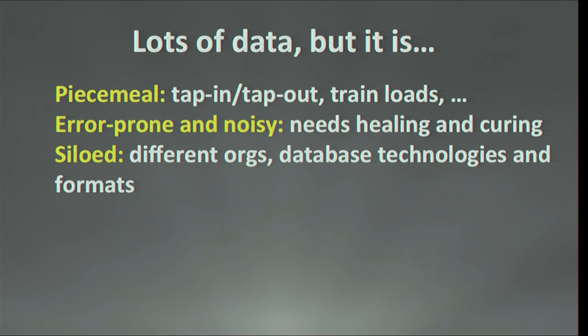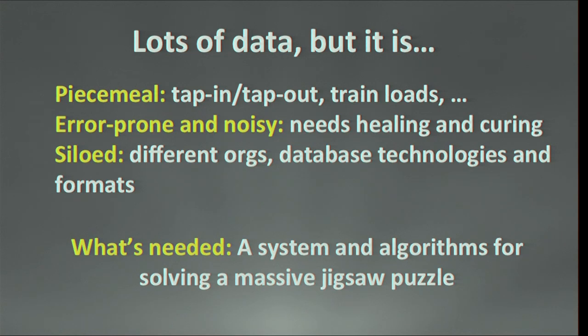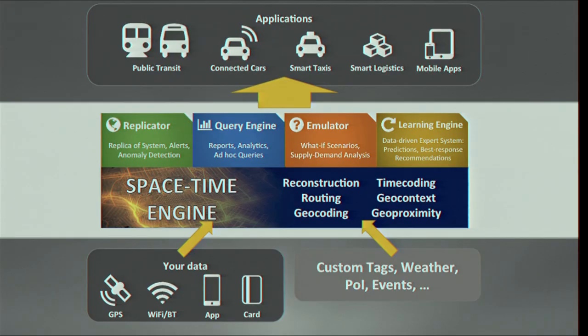And it's siloed. The bus guys are very different from the guys who are on trains. And people get off buses and get into trains, but there's no real glue that binds how that process works. Okay. So what we need is a system and algorithms for solving a big, massive puzzle. You just have to put things together. So I'm going to just say that there's this thing we've been building called the space-time engine, which takes in data, correlates it, or uses auxiliary other data like weather, points of interest, events, like stadia emptying themselves out, and will produce the kind of system I'm about to show you very briefly.